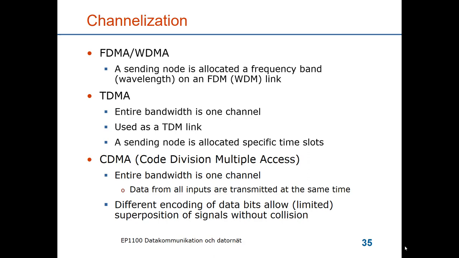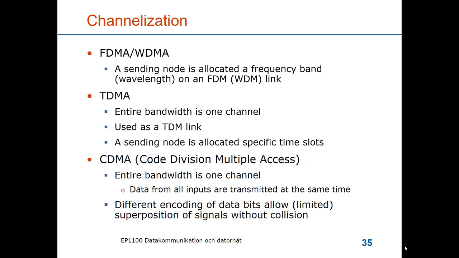Finally, there's a method called code division multiple access, where the entire bandwidth is one channel, and data from all senders are transmitted at the same time. But each transmitter modulates its data by a certain pattern of symbols, so that the receiver can tell the different senders apart and receive one of the senders, and the other senders will just appear as noise to that transmission.